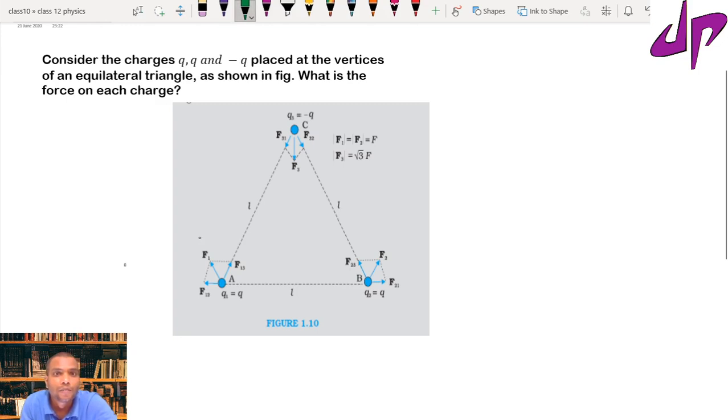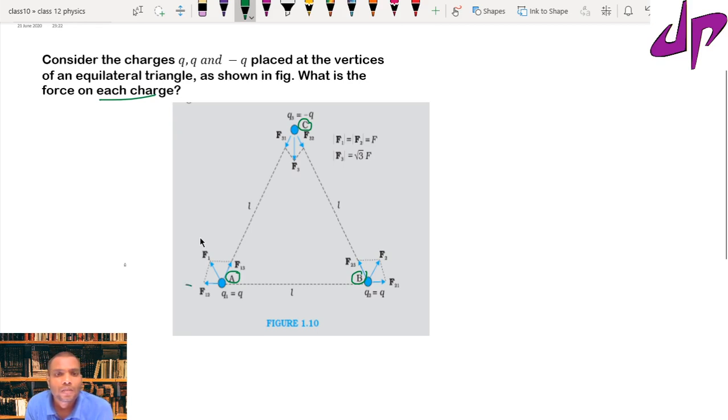So here A, B, C are the three vertices. According to the given order, they place the charges. At A is plus Q, at B is Q, and at C it's minus Q. And L is the distance between the two charges. We need to calculate the force on each charge. Now let's come to A. The force on Q at A due to B. So these two charges are positive.